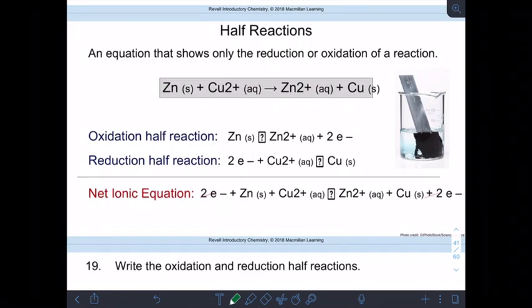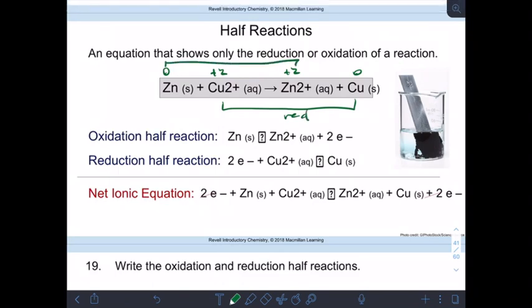Now, half reactions. So an equation that shows only the reduction or oxidation of a reaction. So in gray there, we have a full net ionic reaction. Okay. And if we assign oxidation numbers, we can put down a 0, a plus 2, a plus 2, and a 0. So the copper has gone down, and the zinc has gone up. Right? So if I pull just the oxidation out, I end up with the oxidation half reaction. And if I pull just the reduction part out, I get the reduction half reaction.